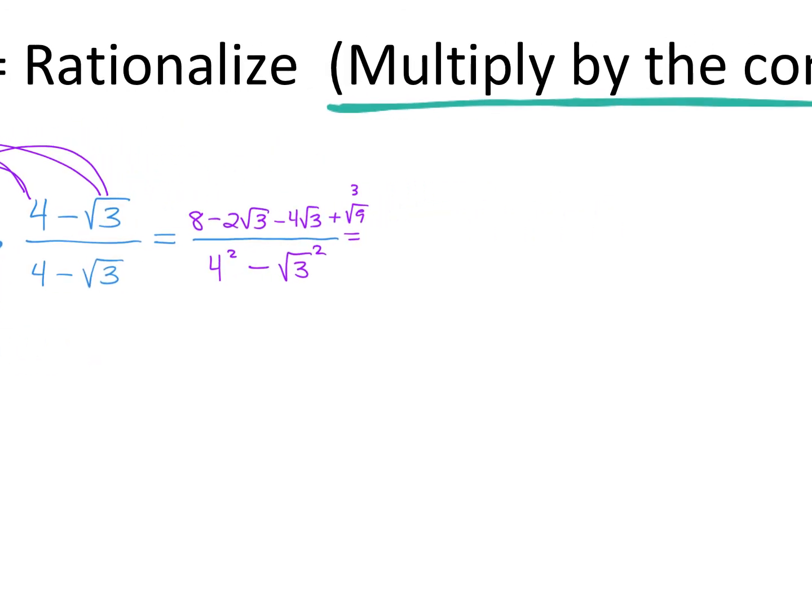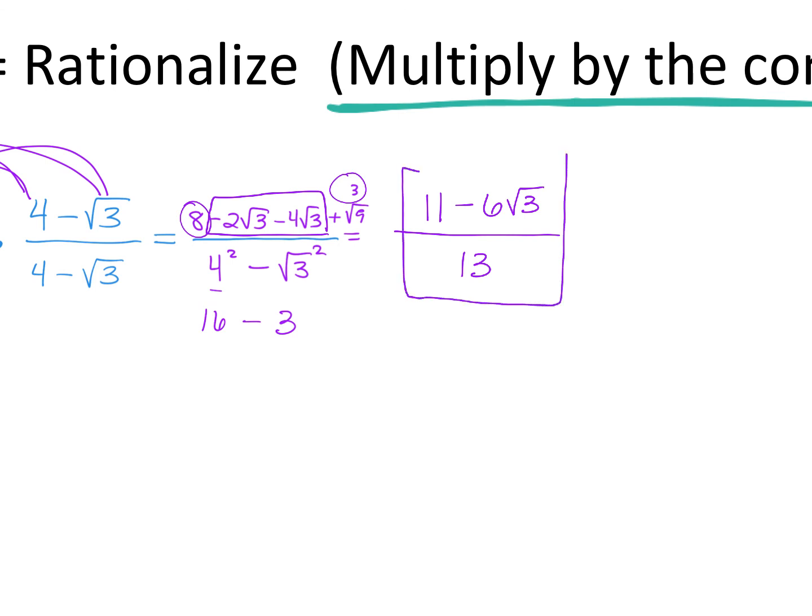Okay, so now I have 8 plus 3, which is 11. I have negative 2 rad 3 minus 4 rad 3, so that's a negative 6 rad 3. And then I'm going to put that over 16 minus the square root of 3 squared, which is just 3. 16 minus 3 is 13. And that's as simple as you can make that. There's nothing that can be reduced. Okay, if all 3 of these had a common factor, then you could reduce it. But they don't, so we're going to leave it just like that.